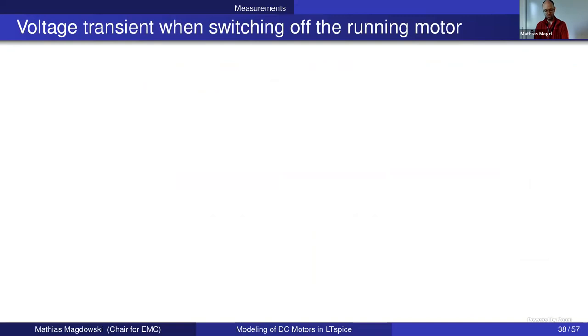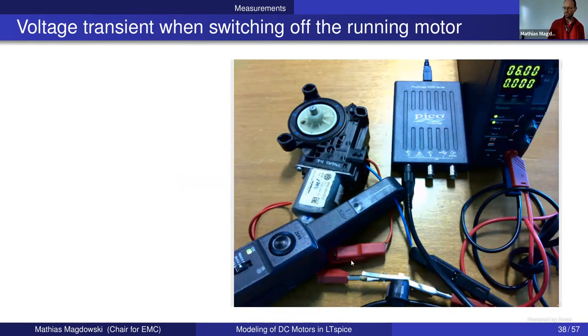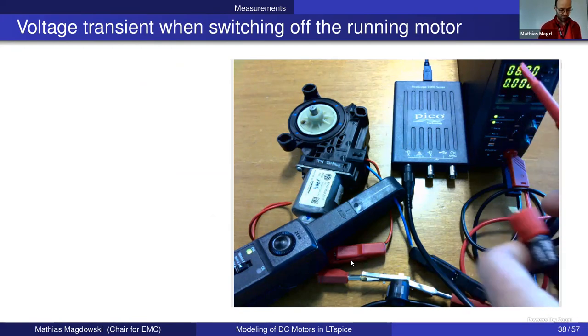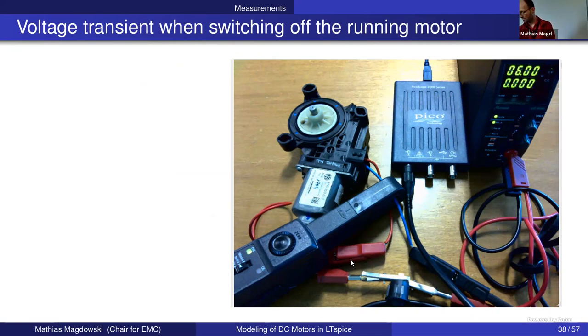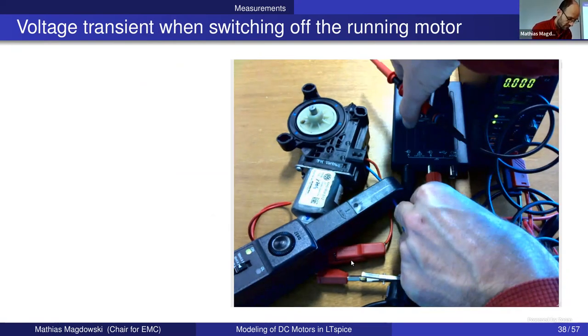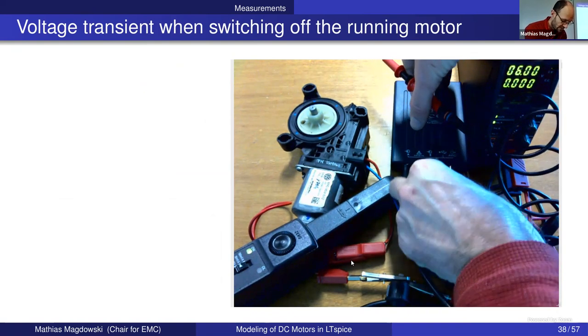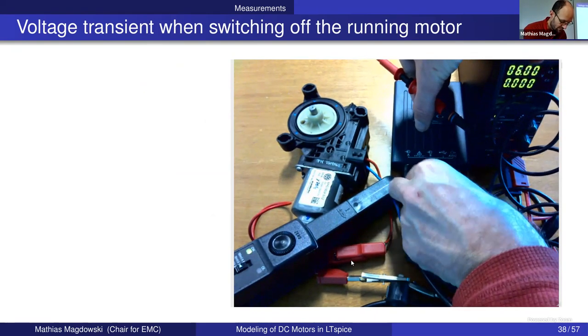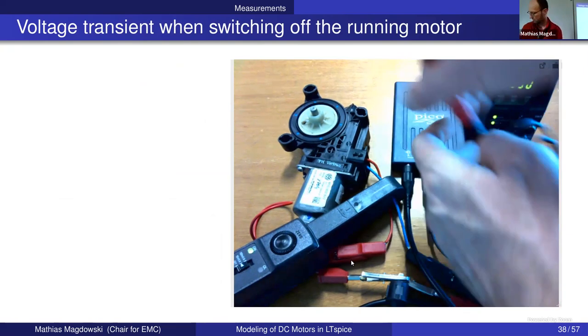So last thing that we could measure is a voltage transient of the running motor. So now I will use the voltage probe and also connect the voltage probe. And this voltage probe works in a way that I at first need to connect it here.